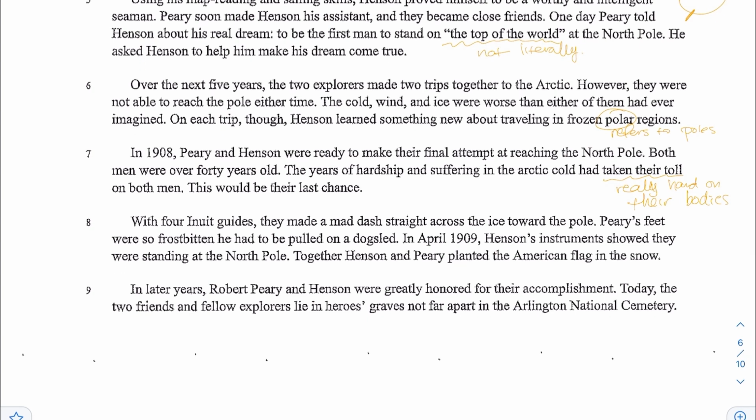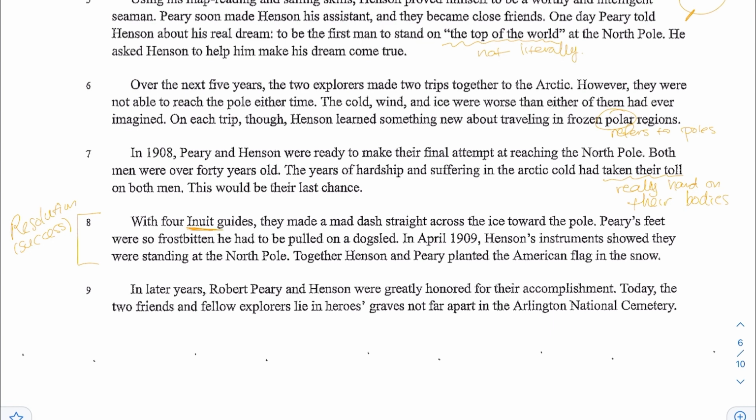Next, for paragraph 8, with 4 Inuit guys, they made a mad dash straight across the ice towards the pole. Peary's feet were so frostbitten that he had to be pulled on a dog sled. In April 1909, Henson's instruments showed they were standing at the North Pole. Together, Henson and Peary planted the American flag in the snow. Here you hear this is their resolution, kind of. So this is their success of the journey.